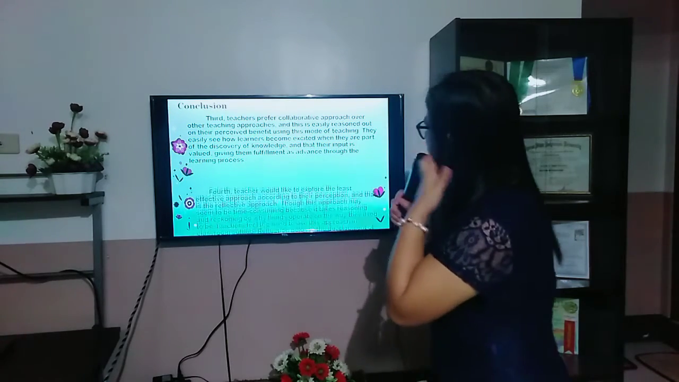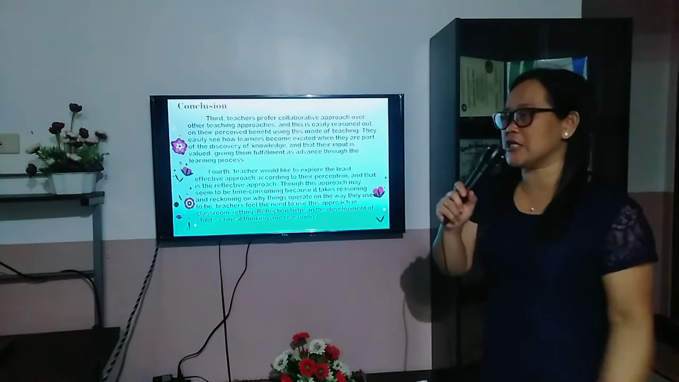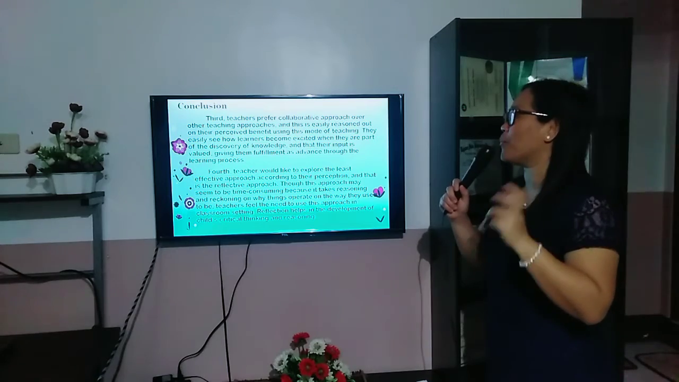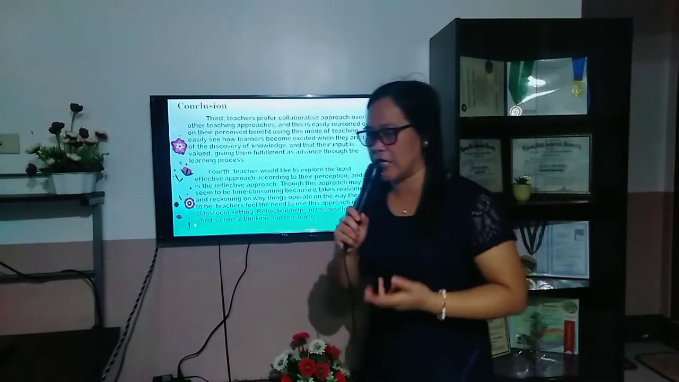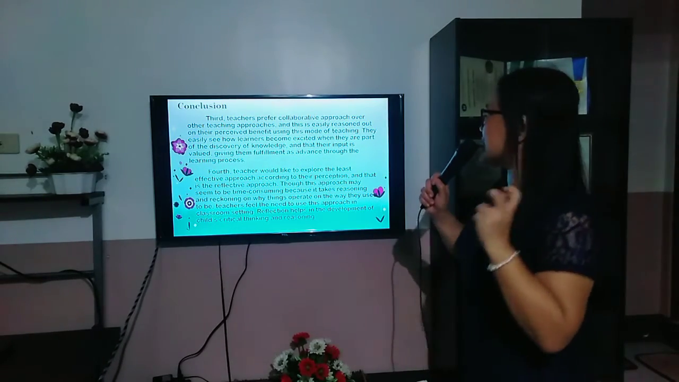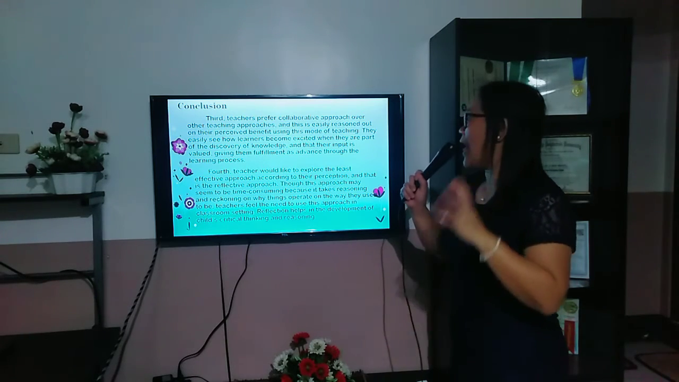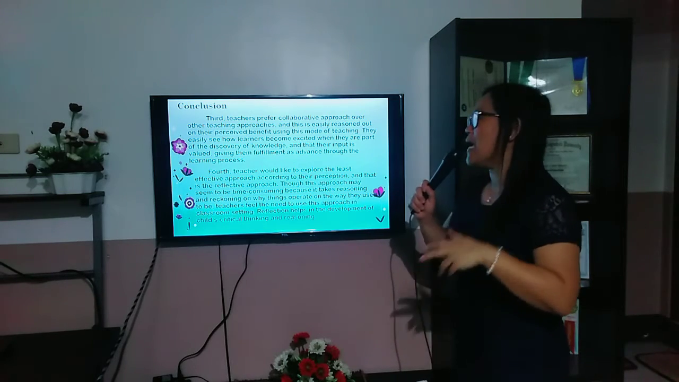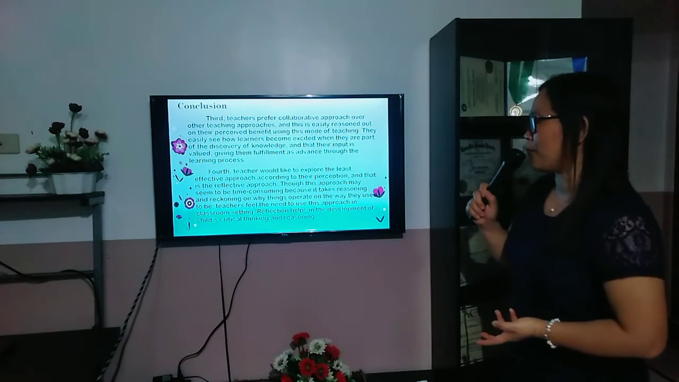Another one is that the teachers prefer the collaborative approach over other teaching approaches, and this is easily reasoned out on their perceived benefit of using this mode of teaching. They easily see how learners become excited when they are part of the discovery of knowledge, and that their input is valued, giving them fulfillment as they advance through the learning process.